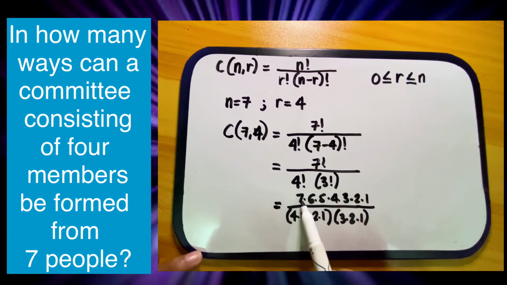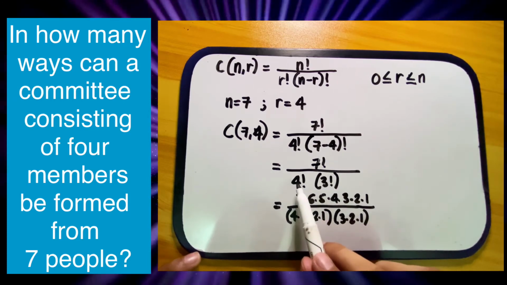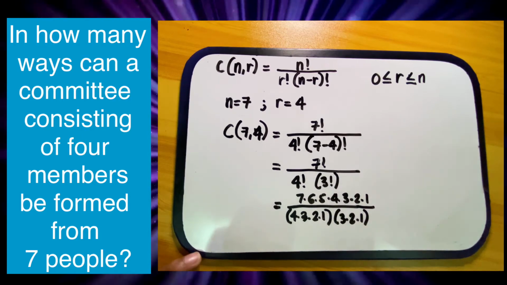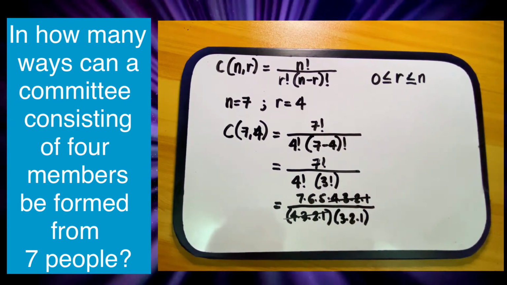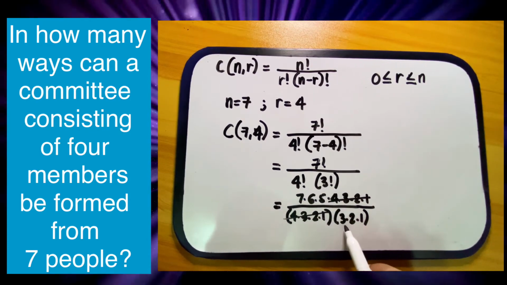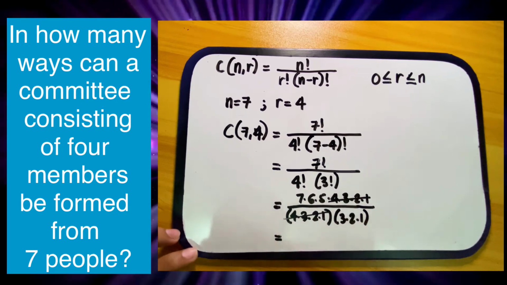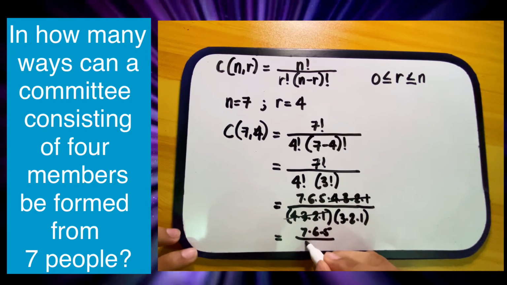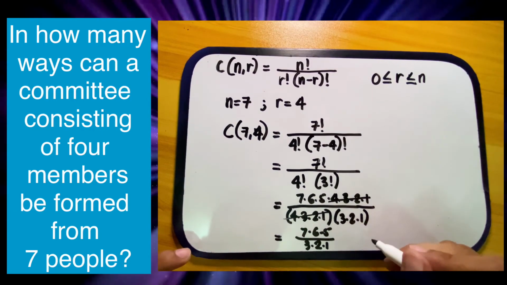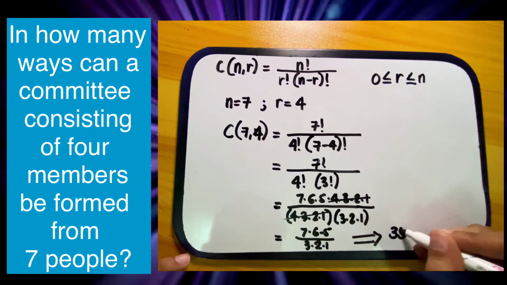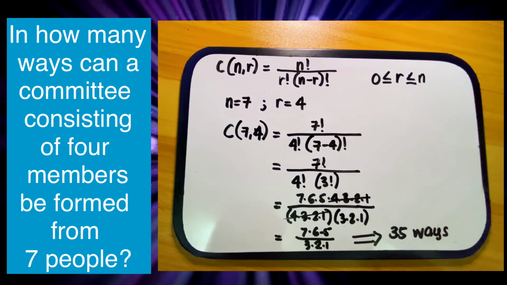So again, 7 times 6 times 5 times 4 times 3 times 2 times 1 from the 7 factorial, 4 times 3 times 2 times 1 from the 4 factorial, and 3 times 2 times 1 from the 3 factorial. Now we have to do cancellation, so we can cancel the 4 factorial part. We have the remaining 7 times 6 times 5 over 3 times 2 times 1, so that is equal to 35. So we have 35 ways to choose a committee which has 4 members from the 7 people.